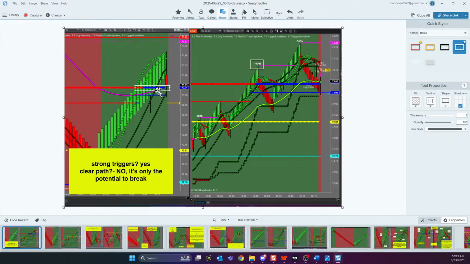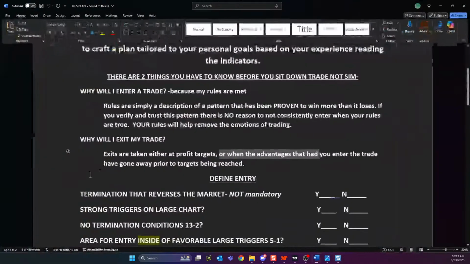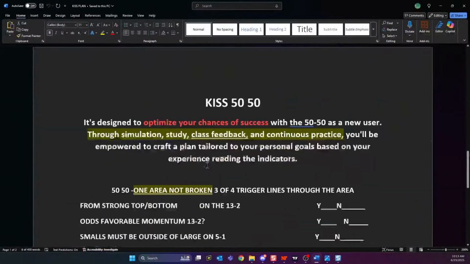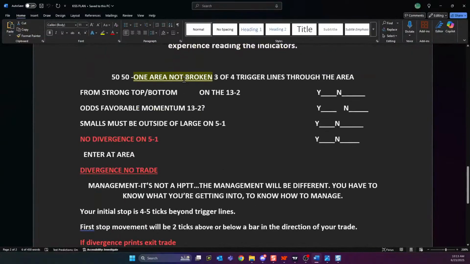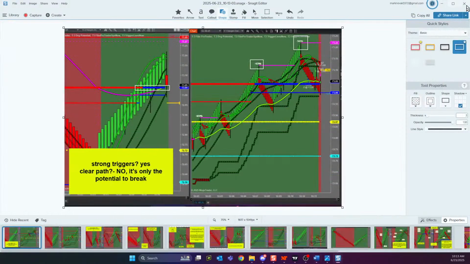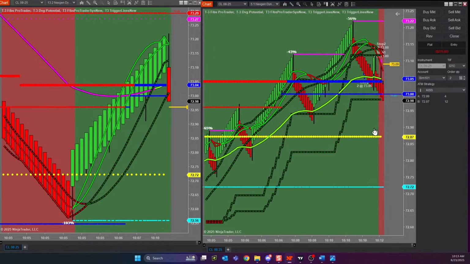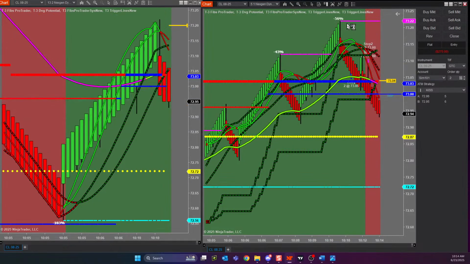Divergence tends to mess up the breaking of areas. 2 divergences tends to make it worse. If we go back to, once again, that KISS plan, the best of the best way to take that area not broken is with absolutely no divergence, with strong triggers. And 2 divergences messes up the good time.